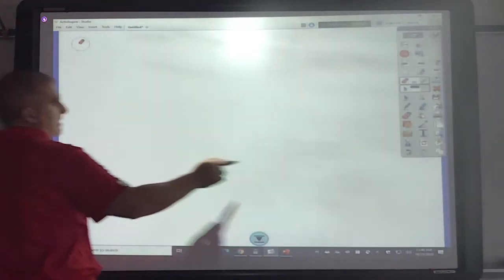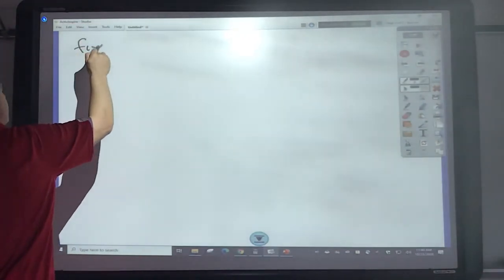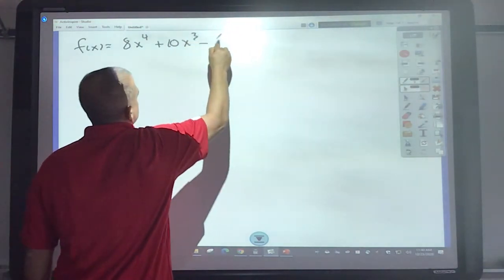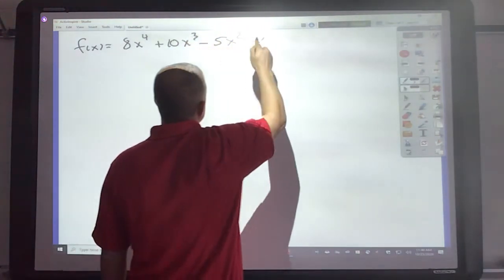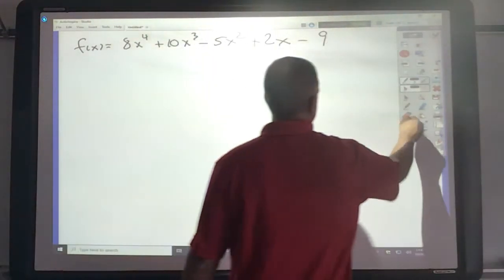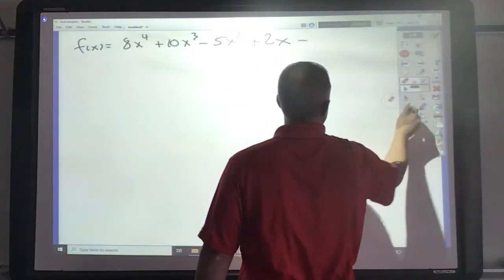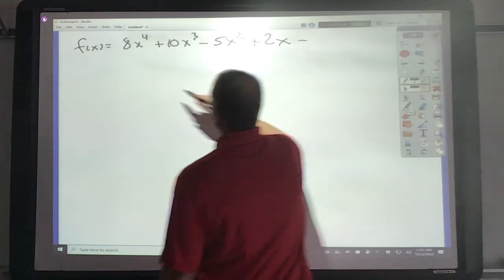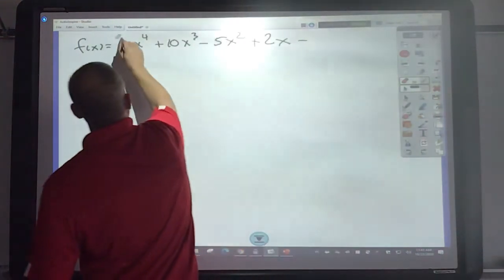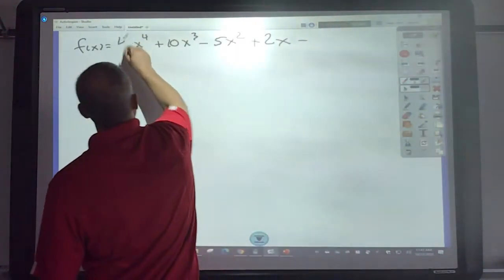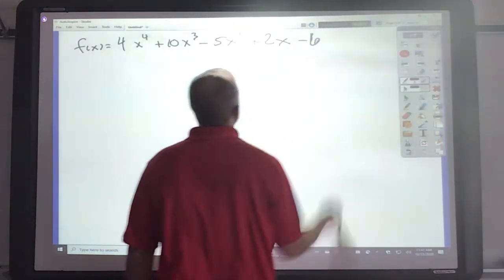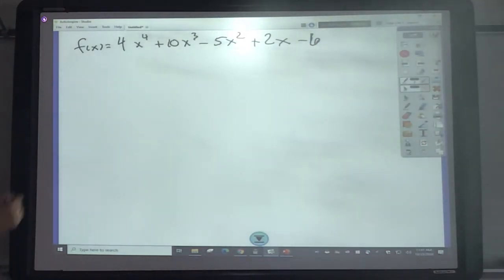Let's say I got f of x, 8x to the 4th plus 10x cubed minus 5x squared plus 2x minus 9. Now let's change this to 4, and we'll go 4 and 6. We can do 10. No, let's do 6. It's fine. Okay, so let's figure out first of all the possible zeros.